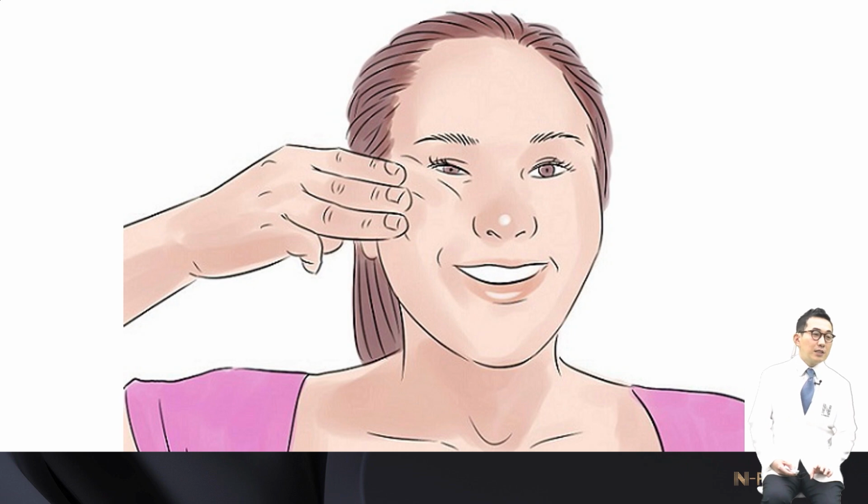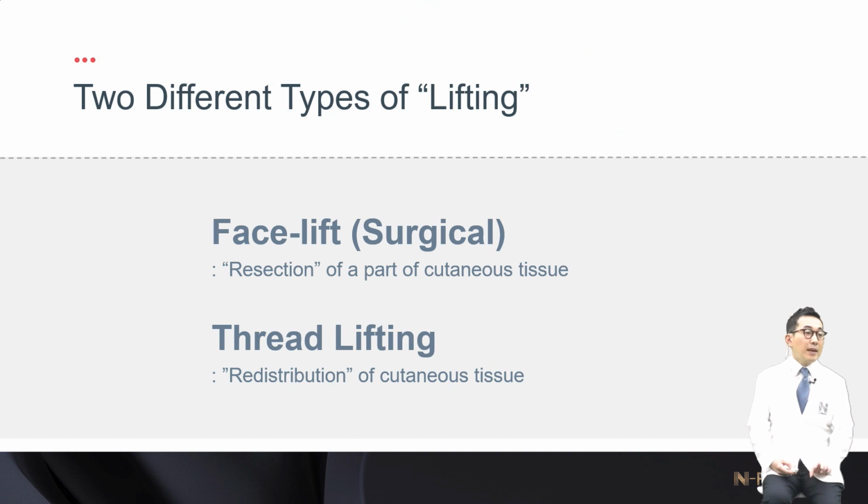Since the sagging skin is pulled up and redistributed, somewhere the volume will increase. In other words, you have to consider not only how to pull up, but also where the skin will move and be redistributed when pulled up. In this respect, thread lift is different from surgical facelift.